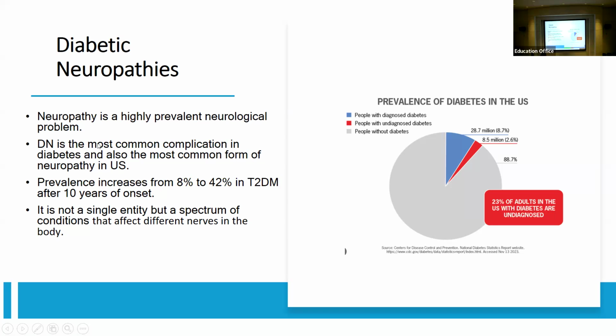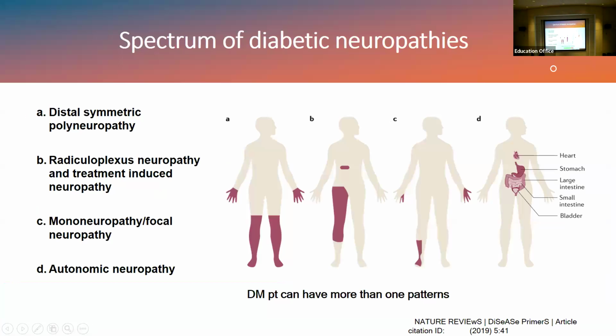So we should know diabetic neuropathy is not a single entity, but a spectrum of different conditions that affect different nerves in the body. Therefore, we should be able to know the patterns, recognize the signs of different neuropathies, and know the pathophysiology behind them. This figure, published in Nature in 2019, shows us the spectrum of diabetic neuropathies.